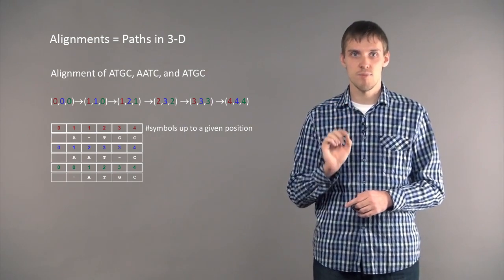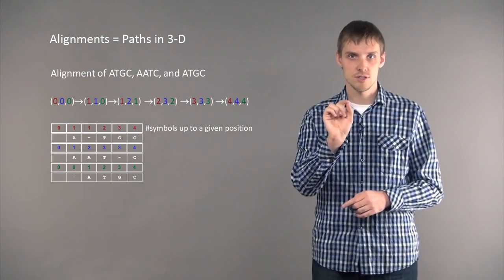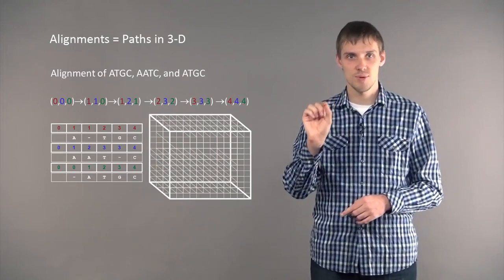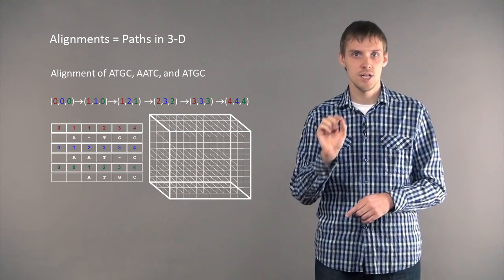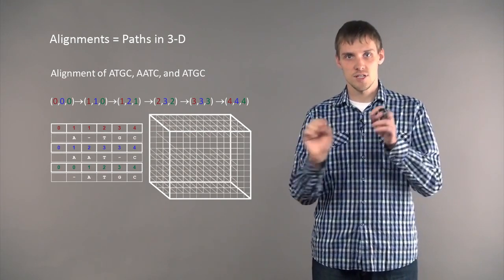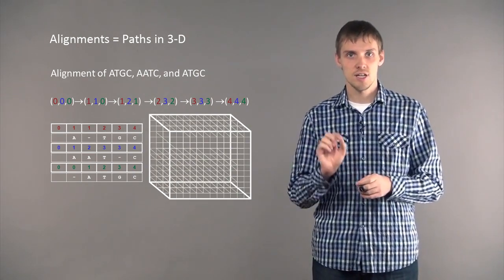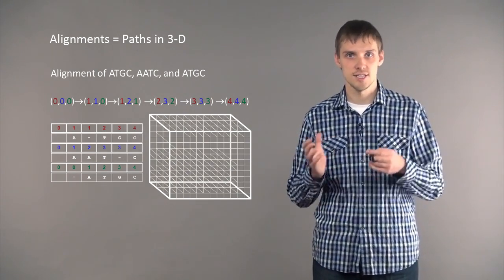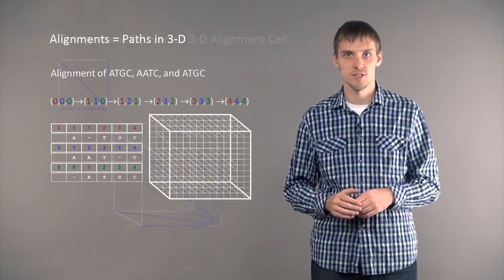And our alignment path will move from the 0, 0, 0 point, which is the source in our three-dimensional Manhattan grid, to 1, 1, 0, to 1, 2, 1, and so on. And it will finish at the opposite corner of this three-dimensional grid from where it started. This opposite corner we will also call the sink, similarly to our two-dimensional Manhattan grid.